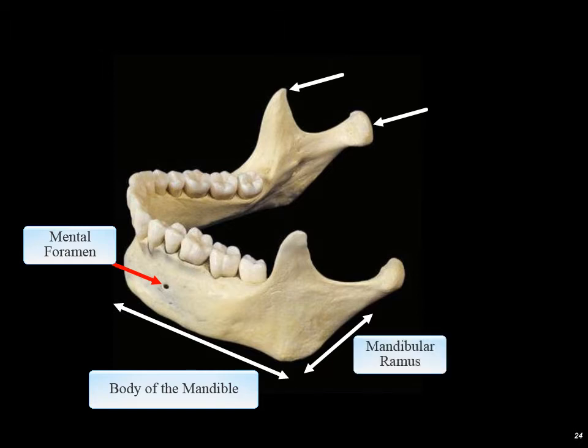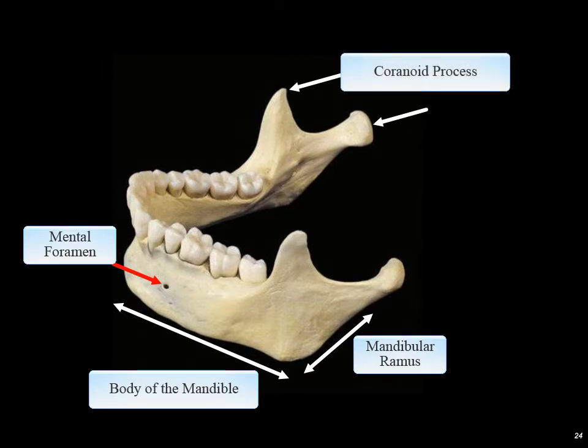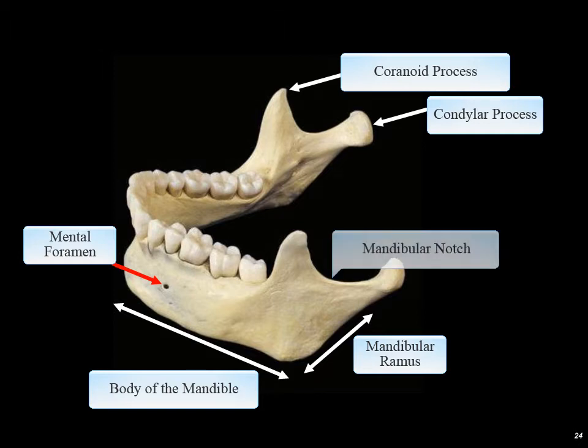Posteriorly, the mandibular ramus marks a 90-degree turn in the bone of the mandible. The ramus has two processes. Anteriorly, we can see the coronoid process, which is an insertion point for the very powerful temporalis muscles which are used for mastication. Posteriorly, we can see something called the condylar process. The condylar process is an articular process. That means it's going to articulate with another bone. And specifically, the condylar process of the mandible articulates with the temporal bone to form the temporomandibular joint. These two processes are separated by something called the mandibular notch.